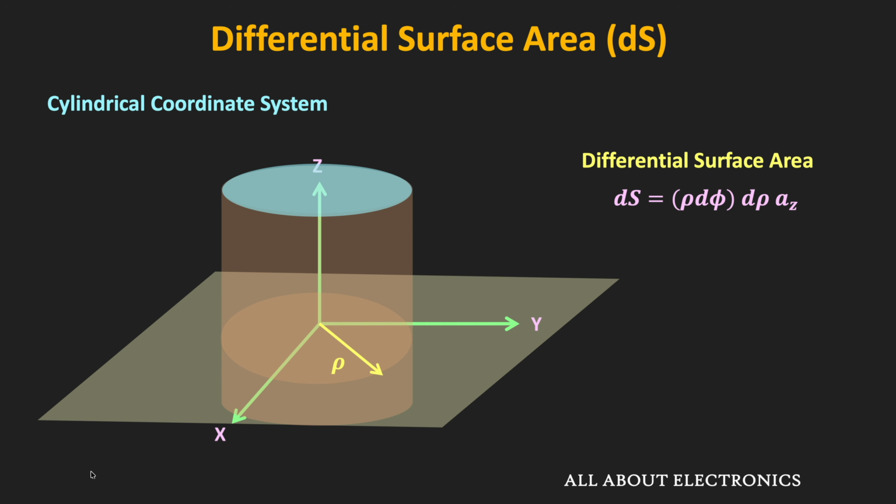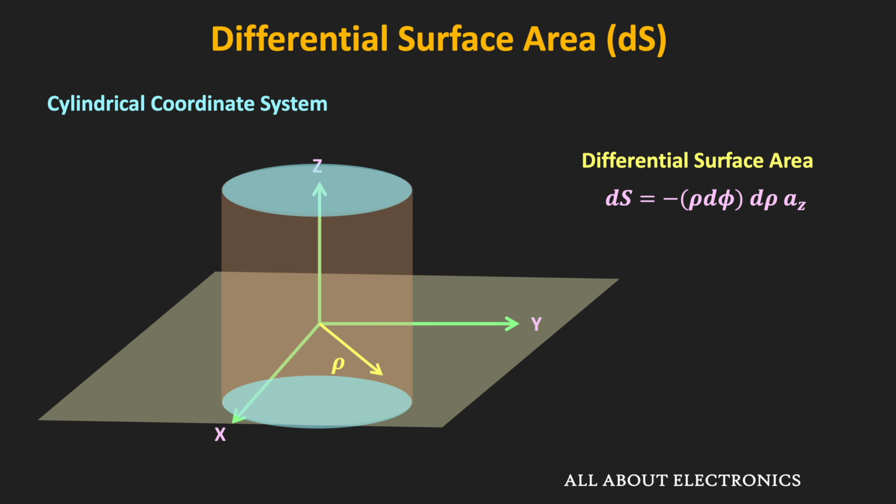And likewise, suppose we have a cylinder, then for the constant z, we will also get another surface, that is the bottom cap of the cylinder. So for this surface also, the expression of the differential surface area will remain the same, but in this case, the direction of the vector will be opposite and it will point in the downward direction. So due to that, here we will also have the minus sign. So this is the expression of the differential surface area when we keep the z constant.